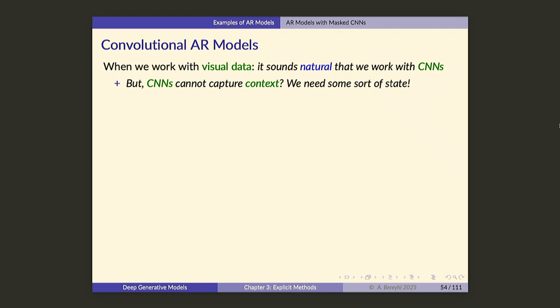So what we want to do now is work with visual data. And since we're working with visual data, it sounds natural that we just work with convolutional layers, right? But the issue with the convolutional layer that comes immediately to mind is that you are not extracting context, right? A recurrent network is going to go through every pixel and extract context through history, but this is not the case in convolution.